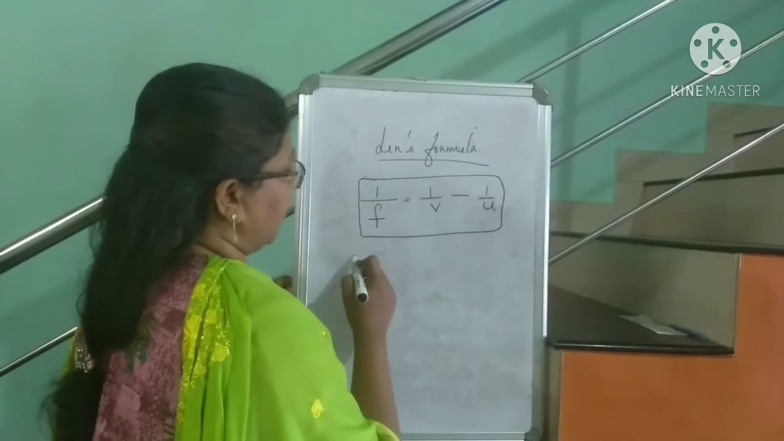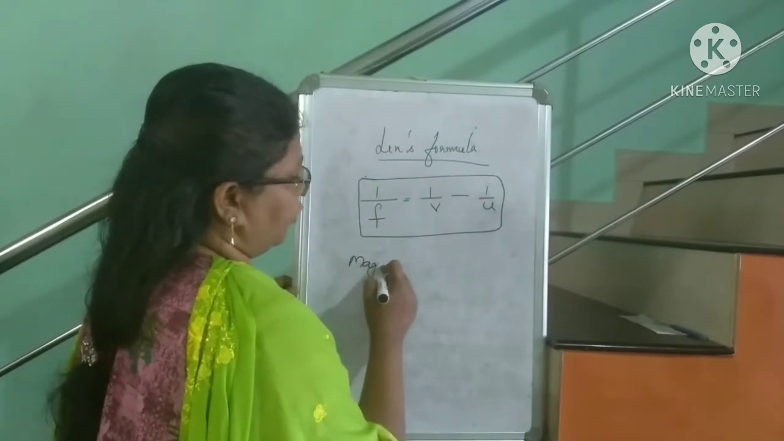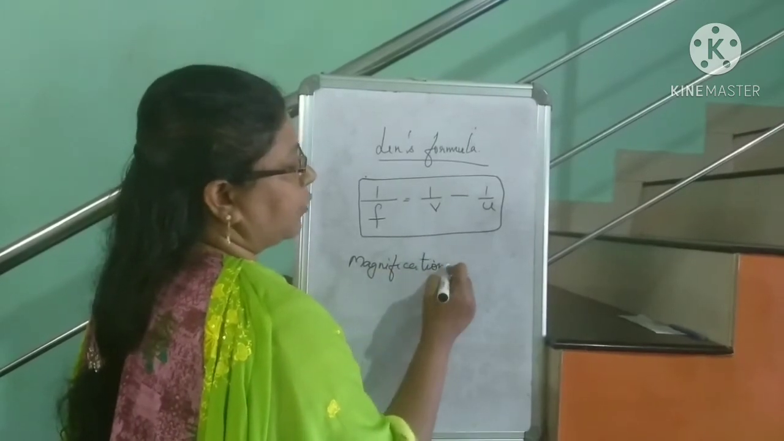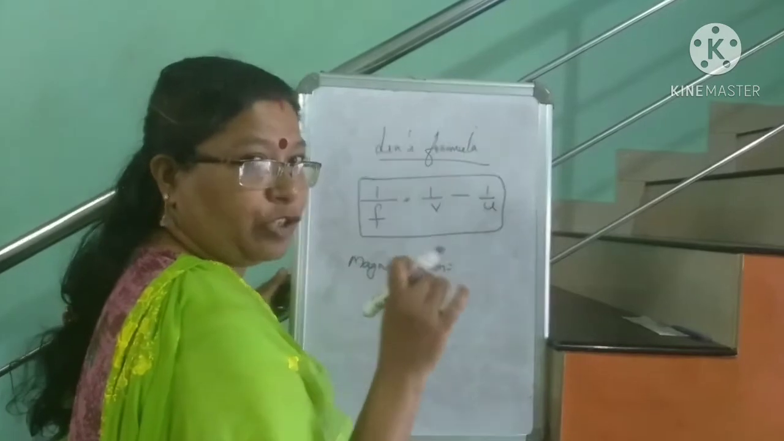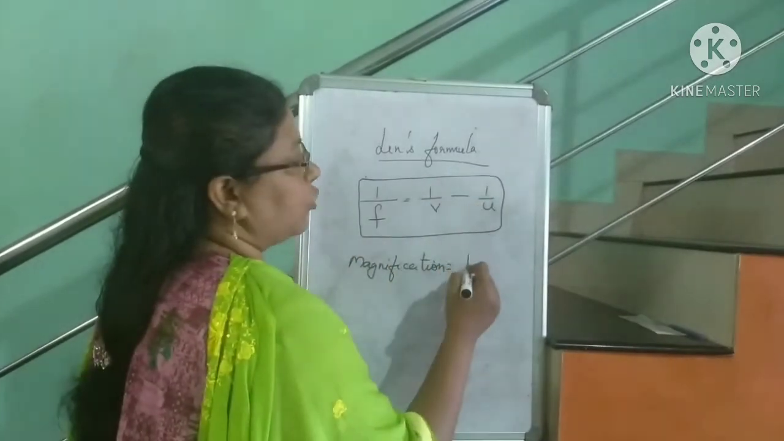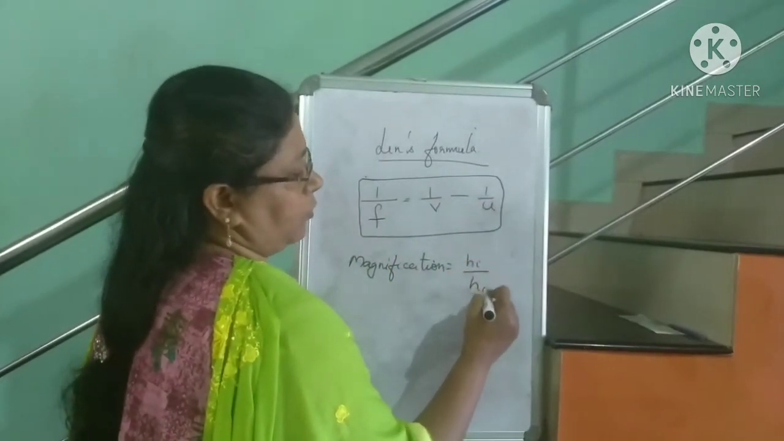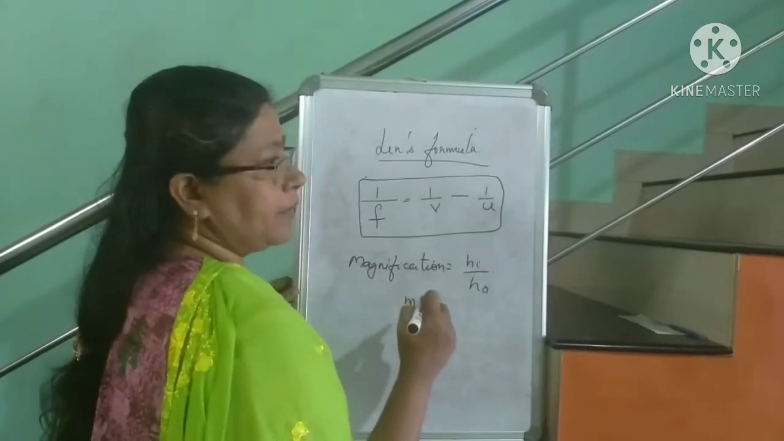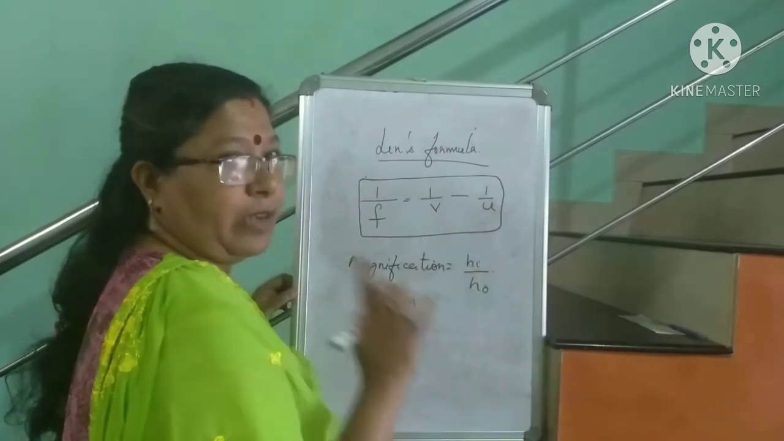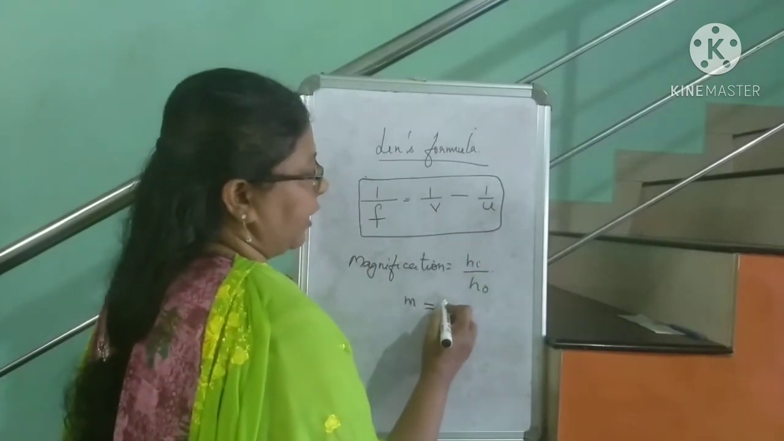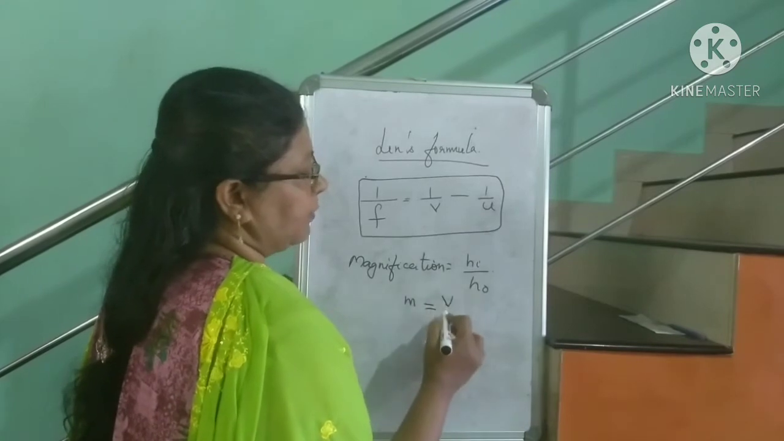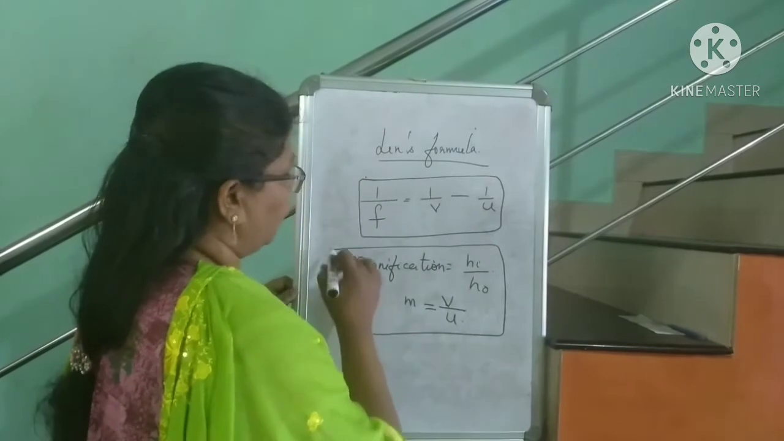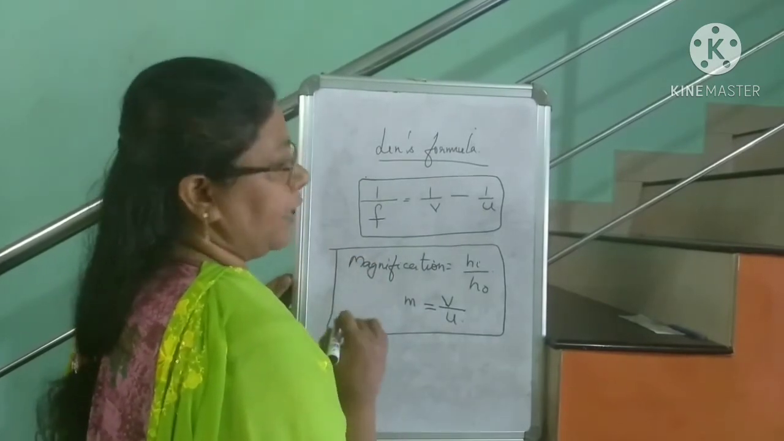Now, another thing that you have to study is magnification. Magnification, as you studied in mirror, is the ratio of height of image to height of object. What you studied in mirror is m is equal to minus v by u. But here you need not write this minus, m is equal to v by u. These are the two formulas that you have to study in this portion.